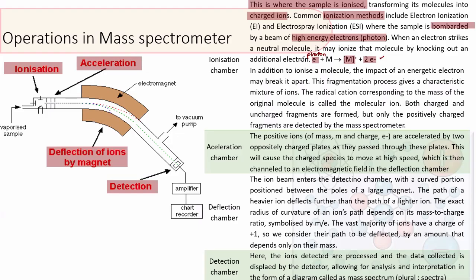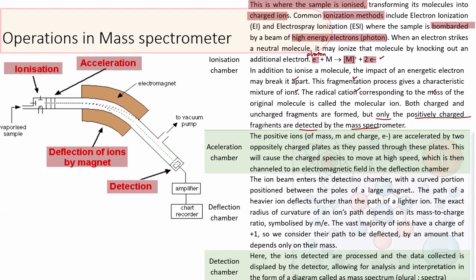In addition to ionizing a molecule, the impact of the energetic electrons may break it apart. This fragmentation process gives a characteristic mixture of ions. The radical cation that corresponds to the mass of the original molecule is also called the molecular ion. Both charged and uncharged fragments are formed, but only positive charges are detected by the mass spectrometer.